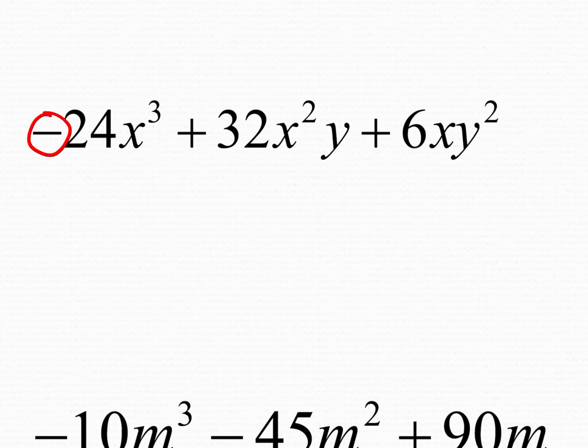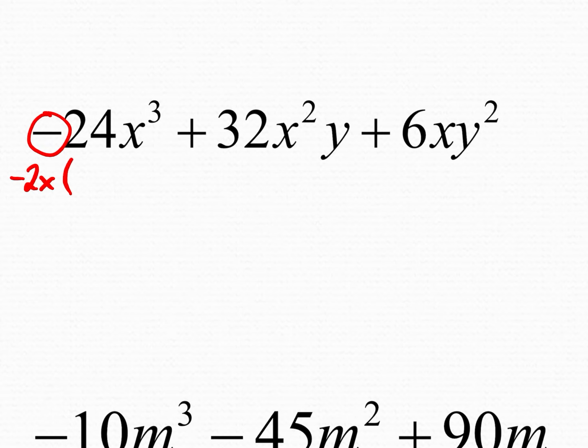4 does not go into 6, so that can't work. 6 doesn't go into 32, so that can't work. So it is 2 as far as the number goes. So our greatest common factor is going to be a negative 2x. Again, we want to factor the negative out because the first sign is negative. And there's an x in every term. There's not a y in every term, just an x in every term.